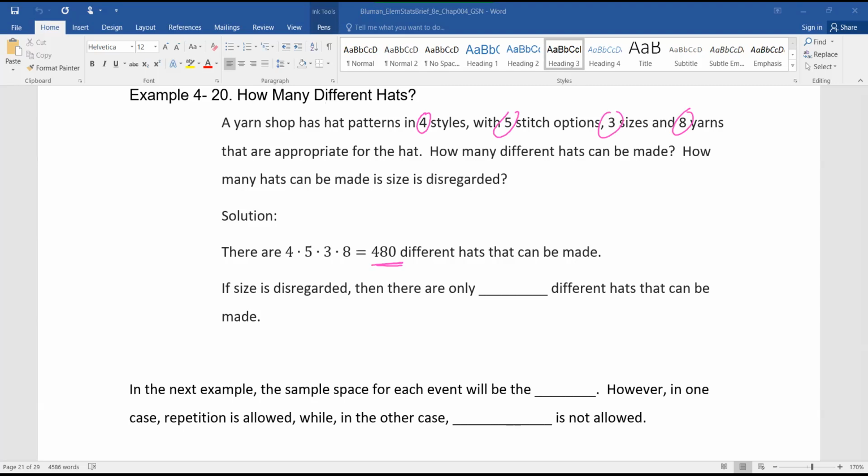Oh, technically, sorry. Yes, I did make it to the next question. If the size is disregarded, I need to take the sizes out. So you can either re-multiply 4 times 5 times 8, or you can easily divide this number by 3 to take the 3 out. You are correct. Either way you still get 160 options. So if sizes don't matter, you have 160 different options. If size does matter, you have 480 options. Good.